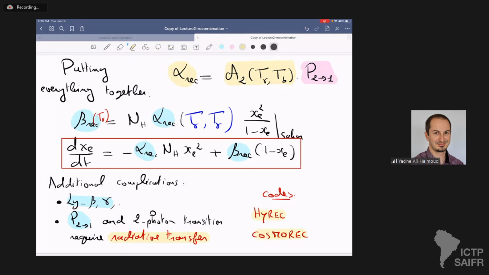And this is what modern recombination codes, such as HiRecc and CosmoRec, compute. They solve the radiative transfer equation, so they solve for the non-equilibrium of the radiation field, from which they can estimate the decay rate to the ground state. And then putting it in these kinds of equations, you can get the differential equation for the evolution of the free electron fraction.